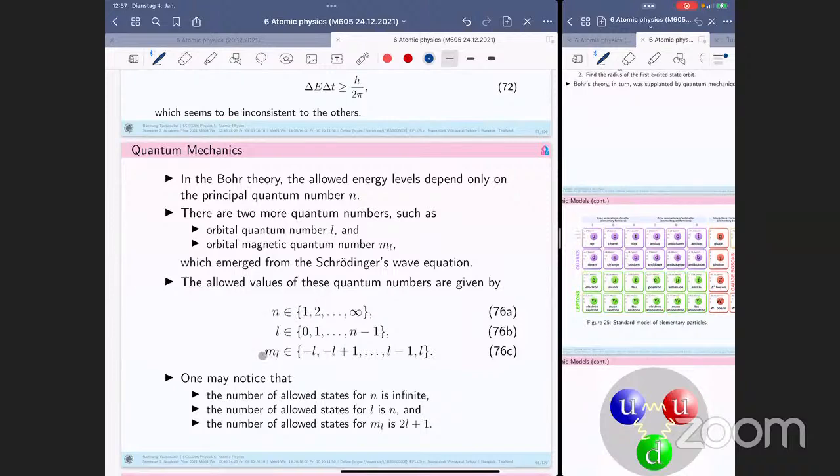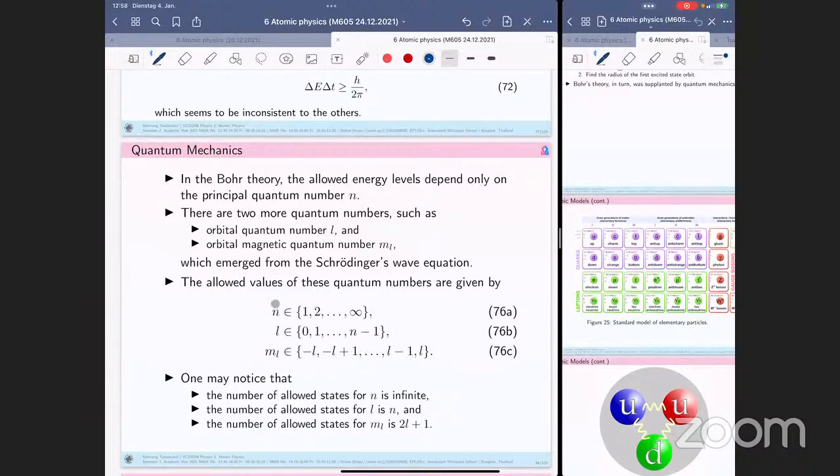And when L is already known, for example when N is 5, L is from 0 to 4, and ML is generated again from this L. For example, if L is 1, ML could be minus 1, 0, and 1. Could you understand it?